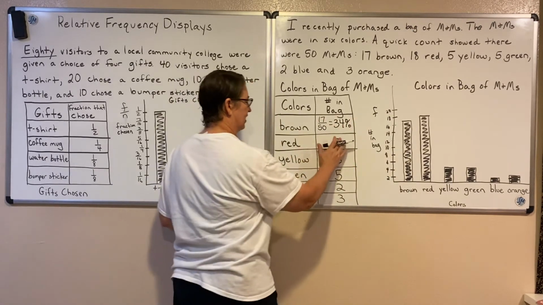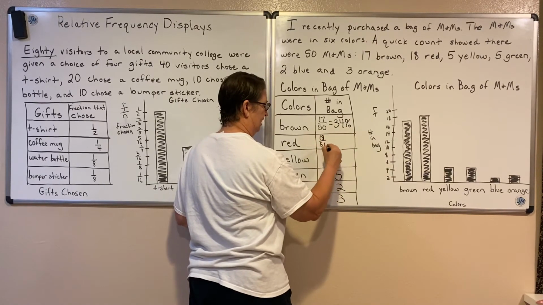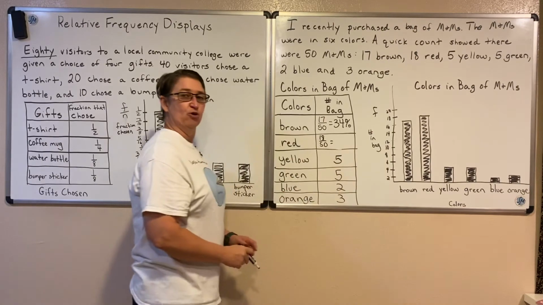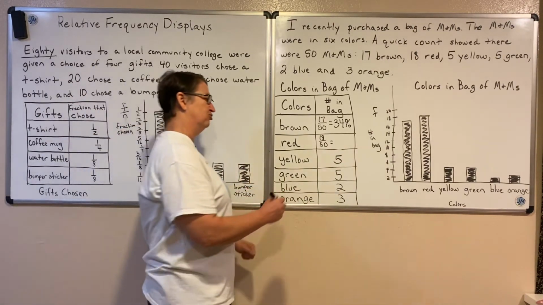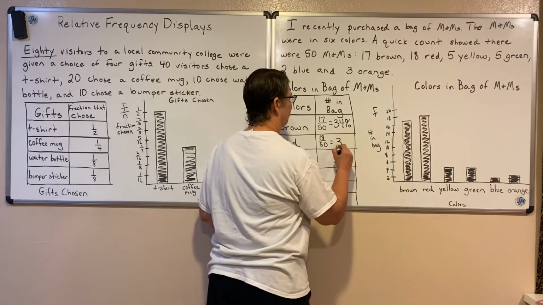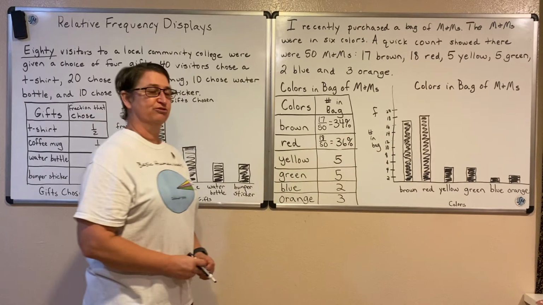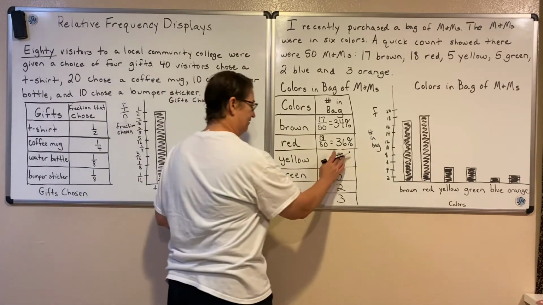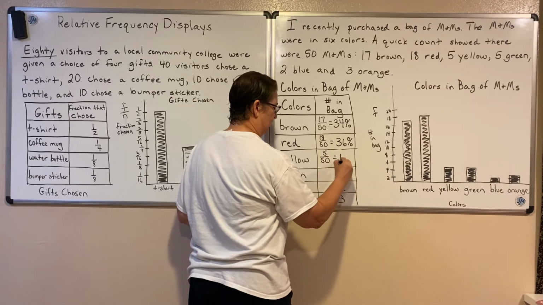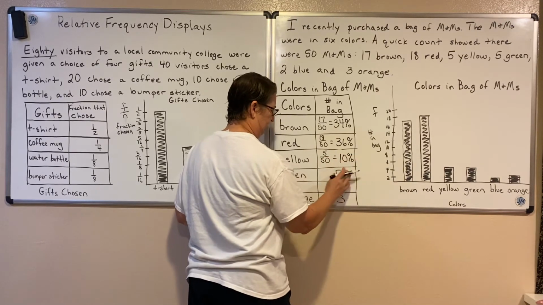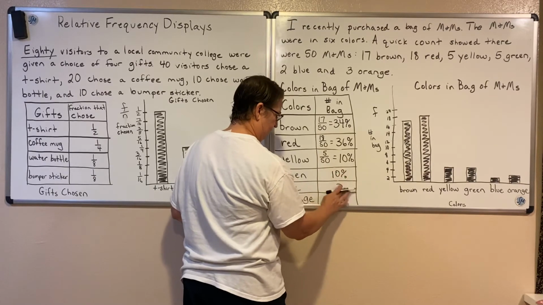We can do the same thing here. Our 18 is 18 over 50. Again, percent would have a denominator of 100. Multiply the bottom by 2, multiply the top by 2. So this is equal to 36%. Turn that denominator into a percent sign. 5 out of 50, multiply the top and the bottom by 2, so that's equal to 10%. And so this one as well will be equal to 10%.